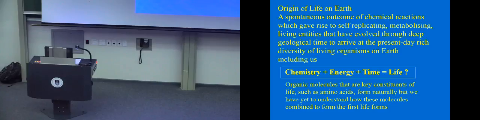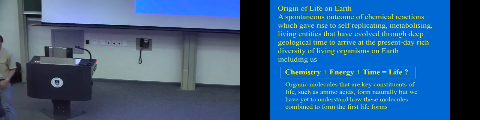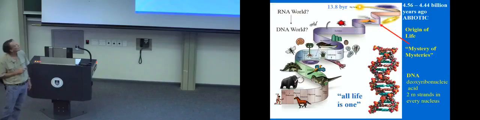But the idea is that if you have a chemistry like we have on Earth, and you have sources of energy, as we have on Earth, and receive from the sun, and you have time, then you will, it appears, at least in this one case we know of, end up with life forms. And those life forms have evolved ever since through the history of the Earth.